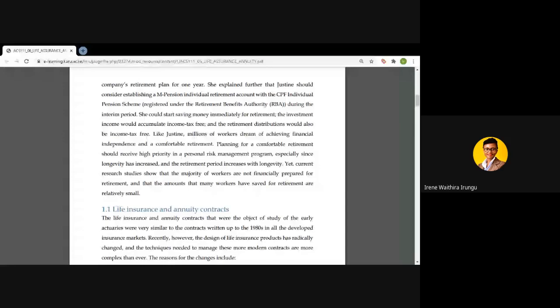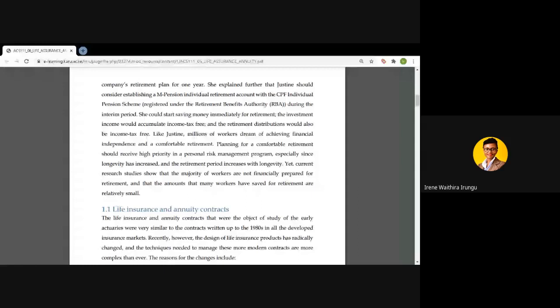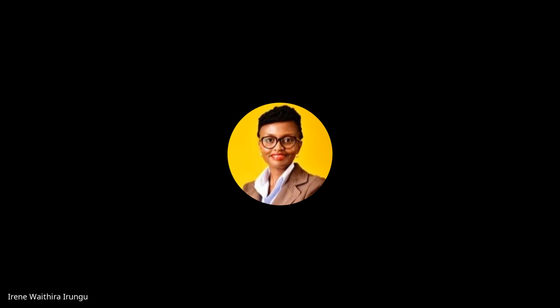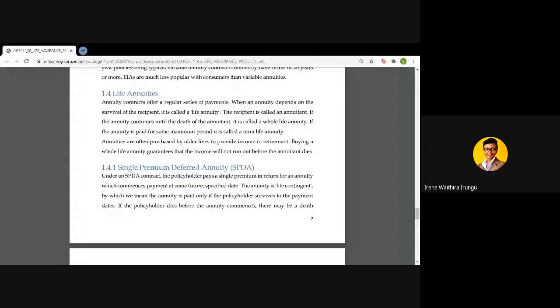So what will Justin, upon retiring, do with this money? One of the options is actually to purchase what we call the life annuity, which is what we are now considering. In purchasing this life annuity, they can do a single premium with the proceeds of the retirement benefit scheme, so that out of the life annuity product they will have purchased, they can now be receiving regular income.